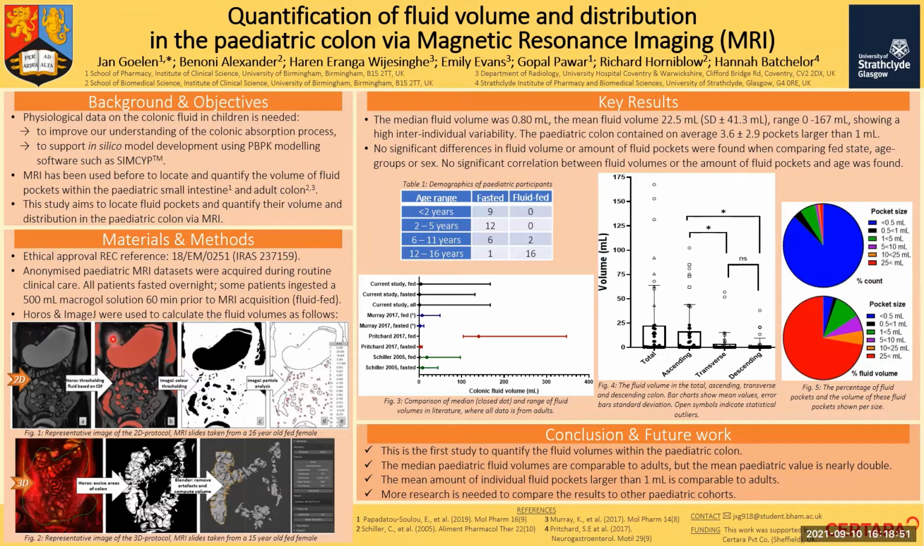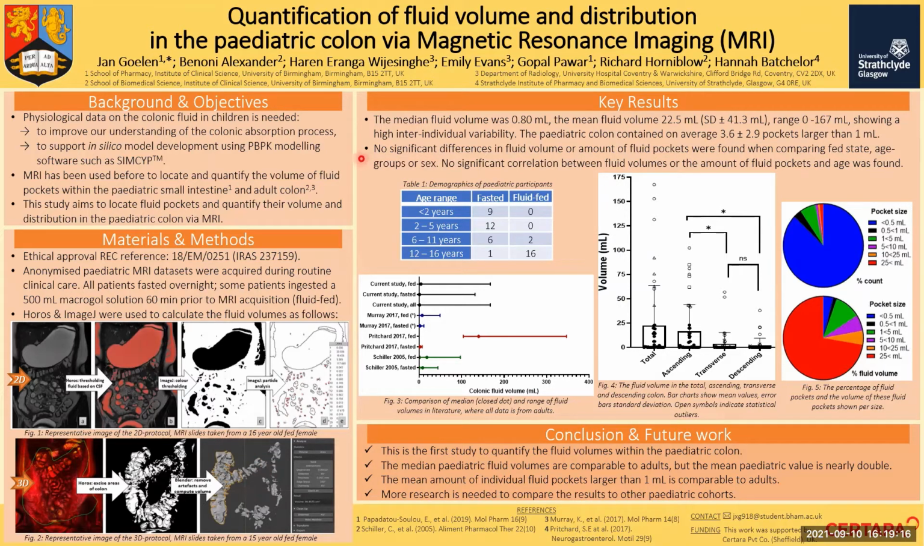We could also make a 3D model of the MRI datasets, and then we could cut out the colon and clean it up a bit in Blender, and then Blender can calculate all the individual pocket volumes. So this gives us both fluid volumes for the entire dataset, but also individual pocket volumes.